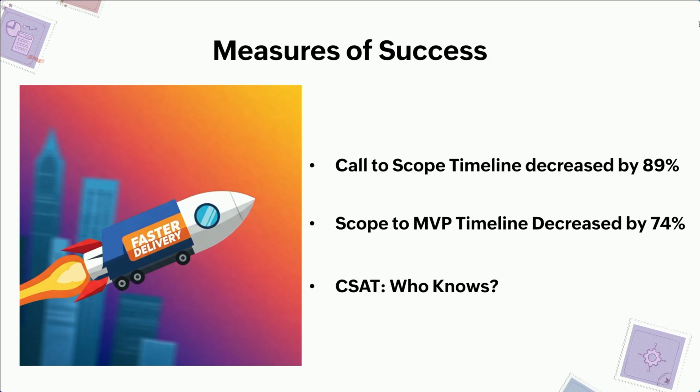For me, scope to MVP, which is just getting it stood up, decreased by 74%. Because I can take that scope and I can understand, I think the model can do this for me. Copy, paste, execute, copy, paste, execute, copy, paste, execute. So it does help me out and make my job easier.